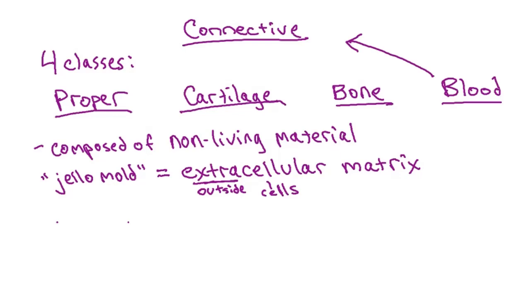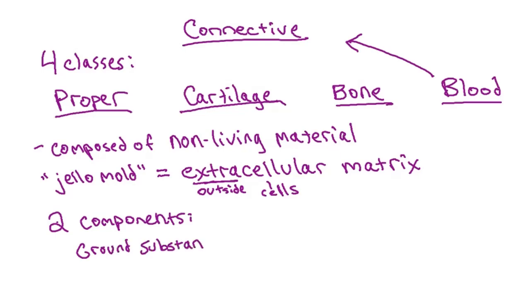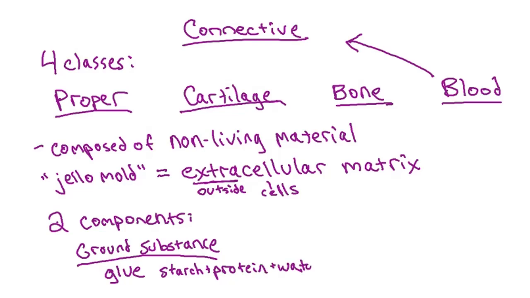Now this extracellular matrix is made of two components. And there's ground substance. Ground substance is just kind of like the glue part to it. And that's starch, protein, and water, in case you're interested. The other substance is just called fiber.